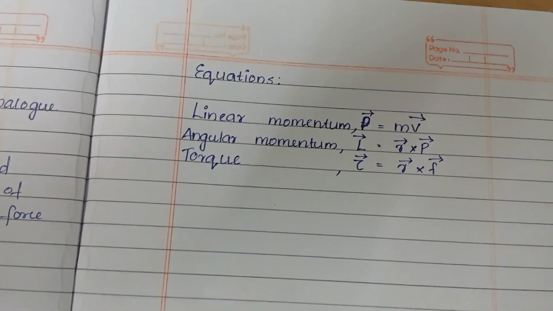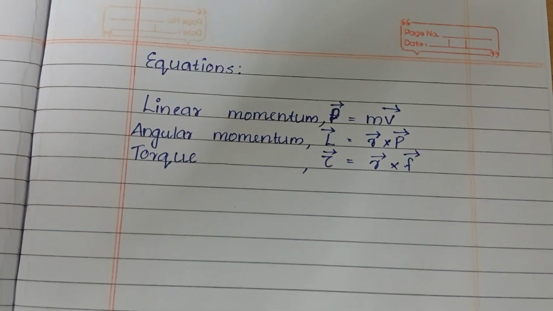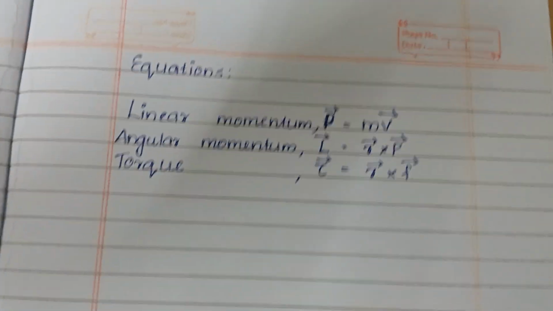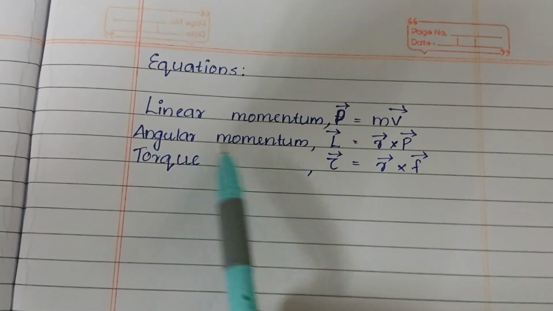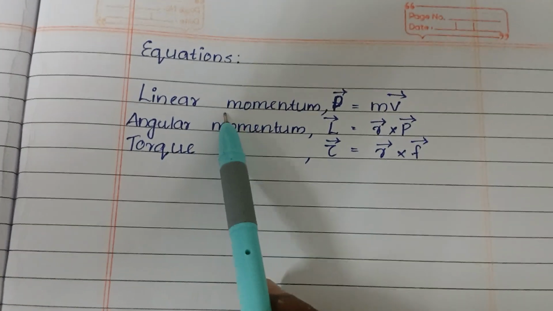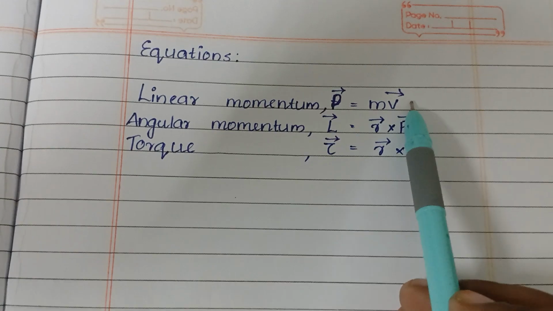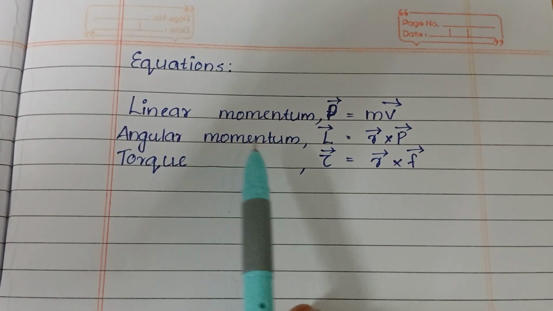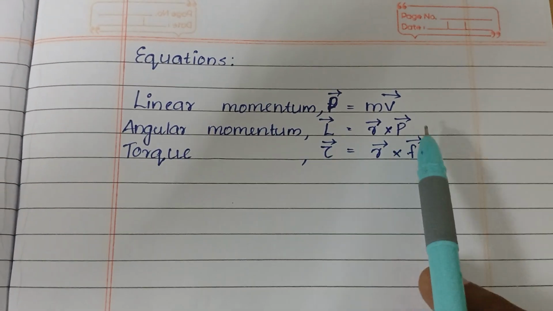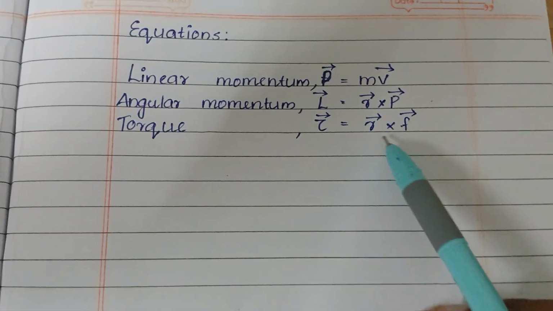So let us discuss the summary of the video. In this video, we have discussed linear momentum, angular momentum and torque. The equation for linear momentum that we found was P equal to mv. The equation for angular momentum is L equal to r cross p and torque tau equal to r cross F.